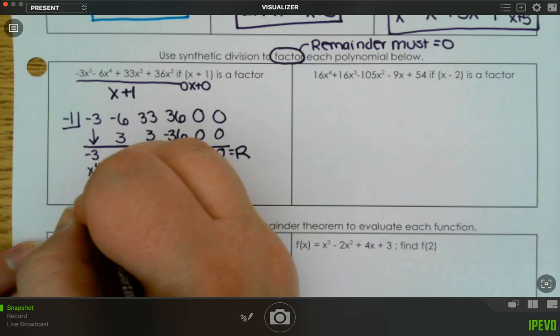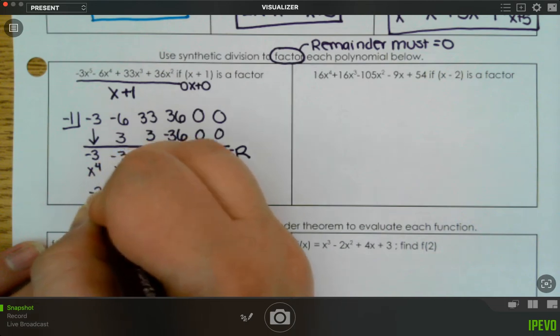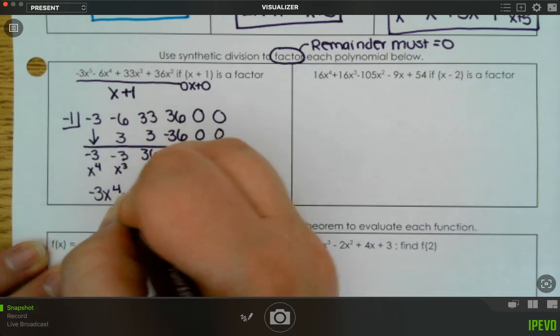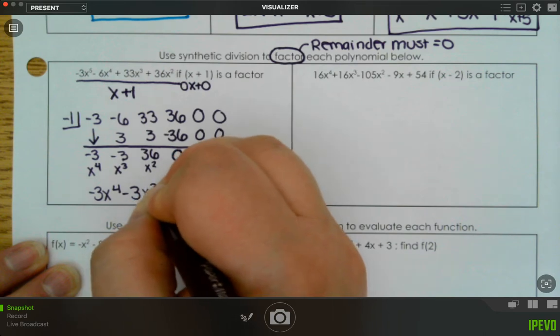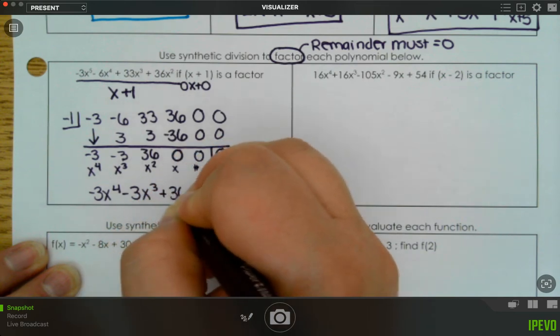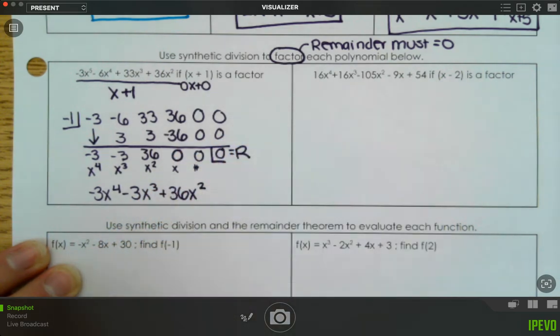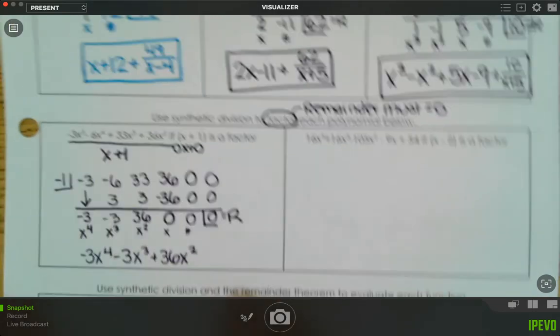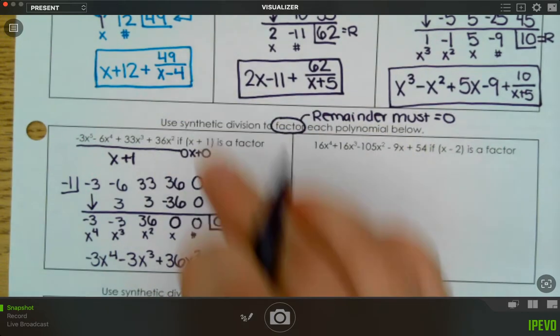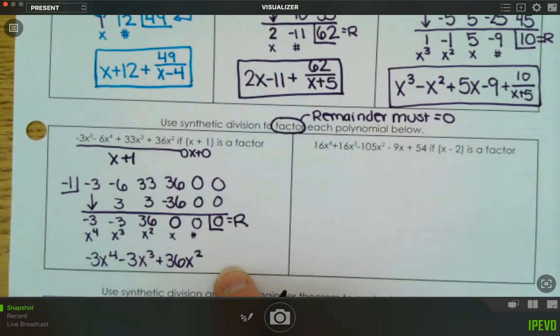So we have -3x to the 4th minus 3x cubed plus 36x squared. Now, that would be your answer if we were doing it like these up here. Notice how we don't have to add the little part at the end, the fraction like this, because it was 0.